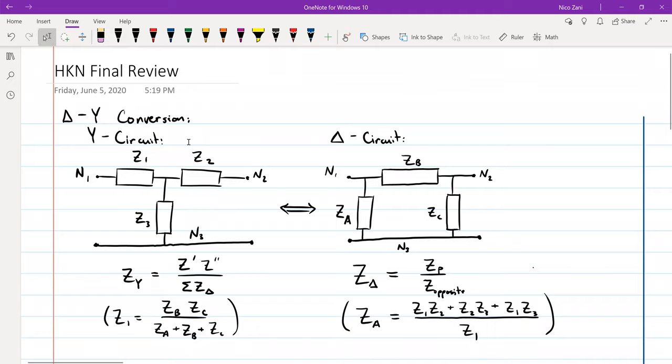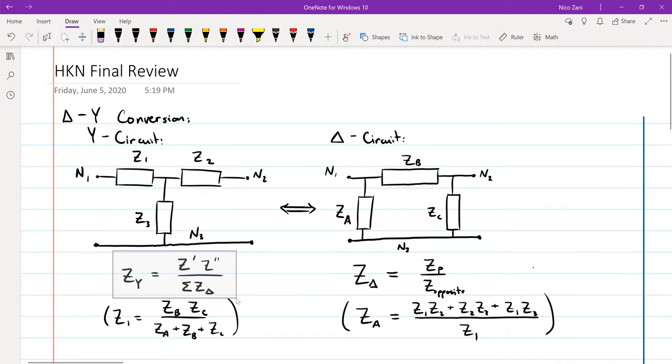So I'm sure the professor went over this, but a delta circuit and a Y circuit are two different two-port networks that you see a lot in circuits in general, and there is a specific conversion between the two. And the reason that that's important is because it's not a simple conversion, but it's something that you'll probably encounter a lot of.